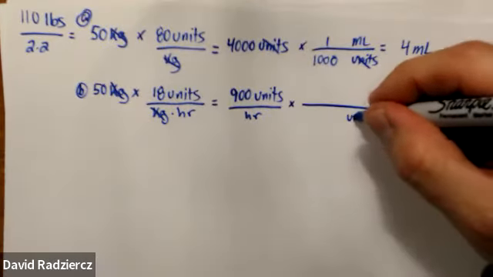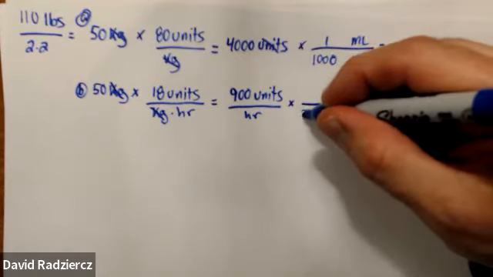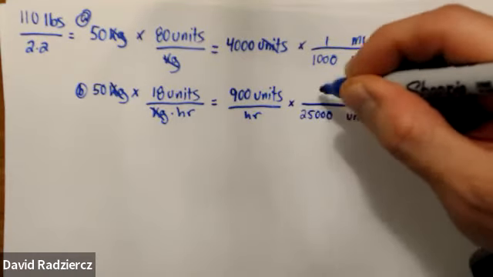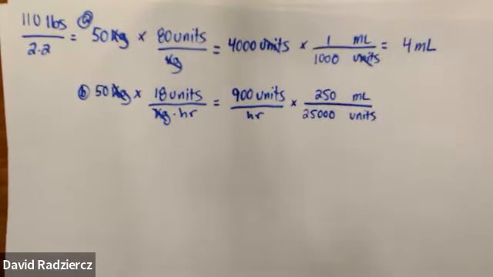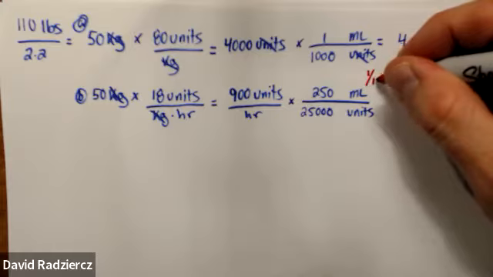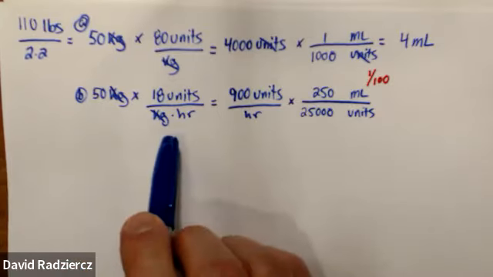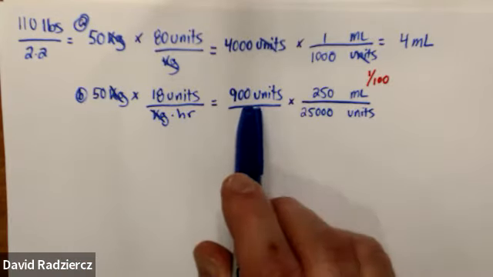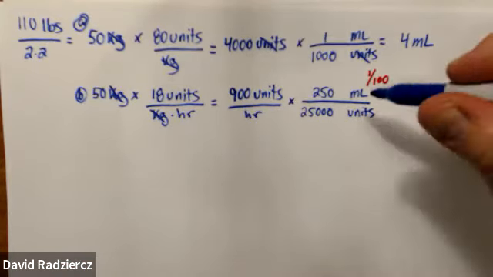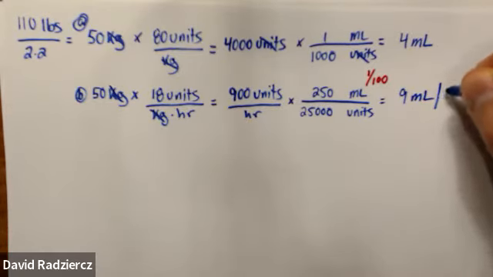So I'm going to convert units to milliliters. In step 2 of the protocol, it tells me 25,000 units, 250 milliliters, so I'm just following the protocol. As an aside, this ratio is the same thing as 1/100. So if you're looking for a shorthand, take the patient's weight in kilograms times 18, divide by 100, and you'll get the right answer. For this, it's 9 milliliters per hour.